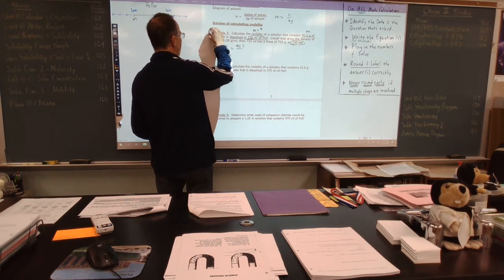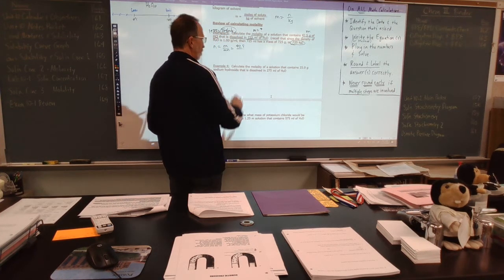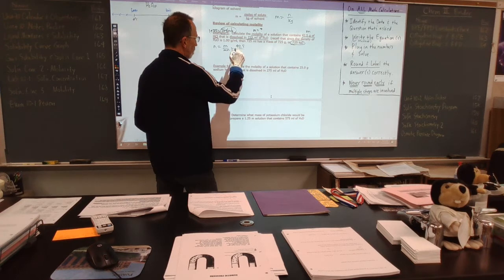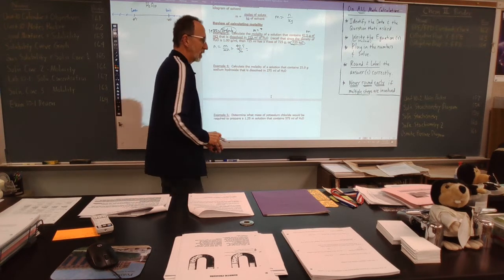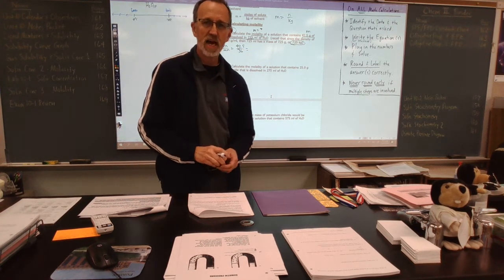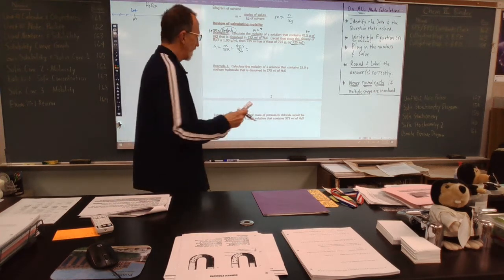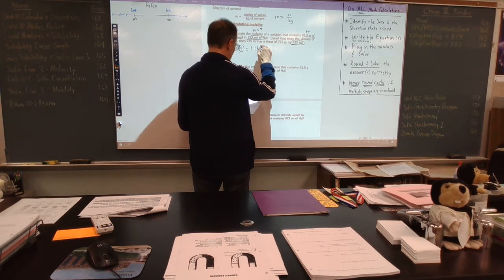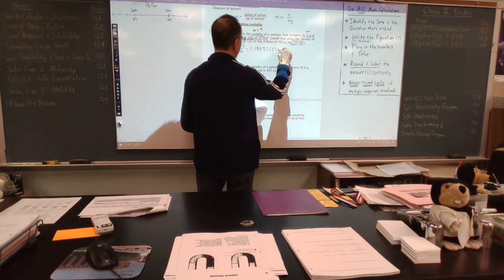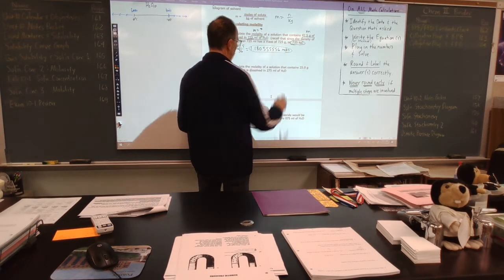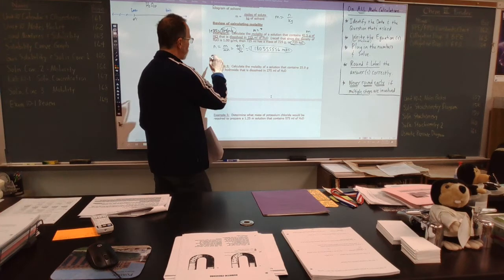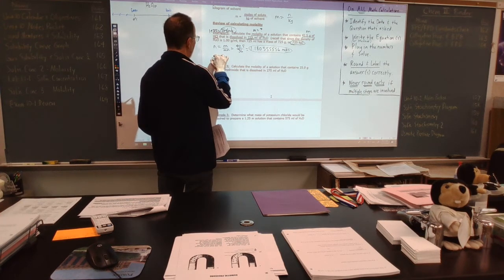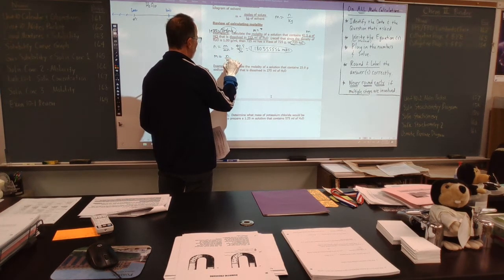We need to know the molar mass of our solute, which for HCl is 36 grams per mole. So 42.5 over 36. And again, since this is an intermediate calculation, we're not going to do any rounding yet. So this would be 1.180555556 moles. No rounding.